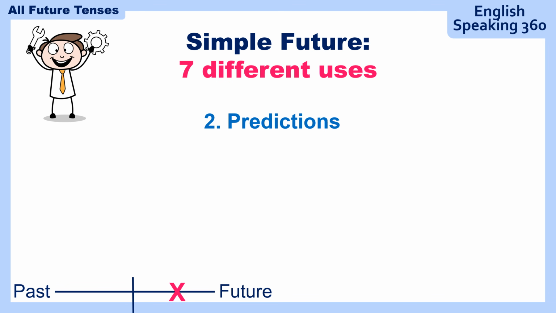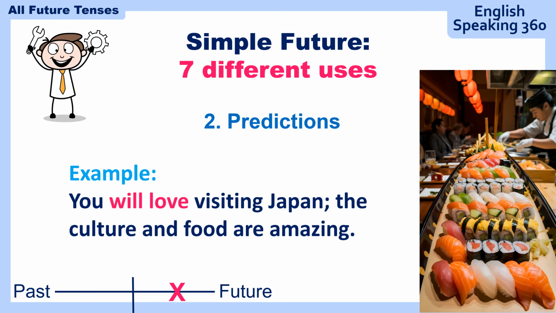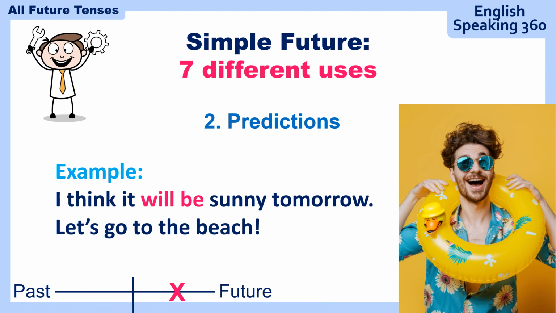Number 2, for predictions. You will love visiting Japan. The culture and food are amazing. So I am predicting that you will love going to Japan. Here's another example. I think it will be sunny tomorrow. Let's go to the beach. It's my prediction that tomorrow will be sunny.